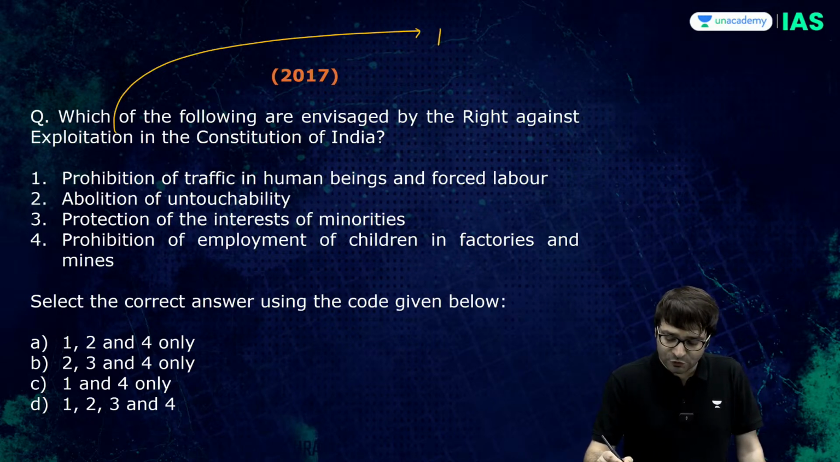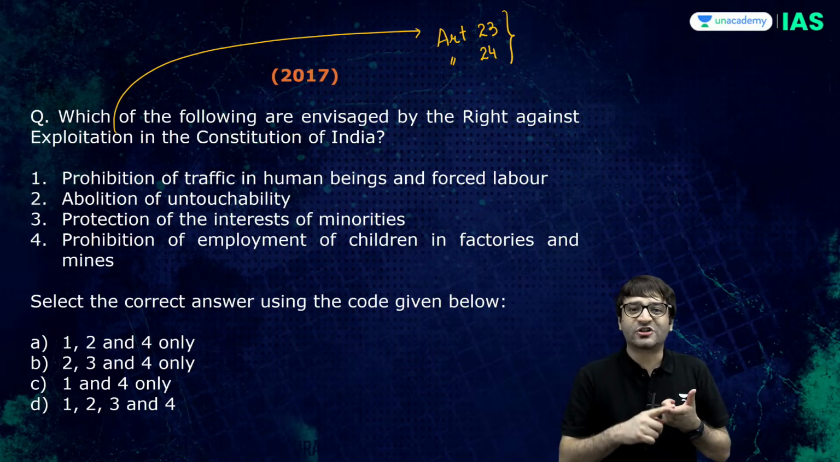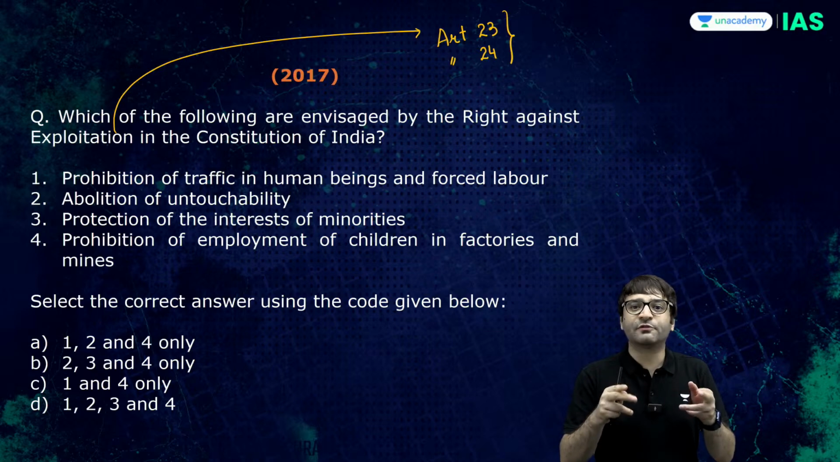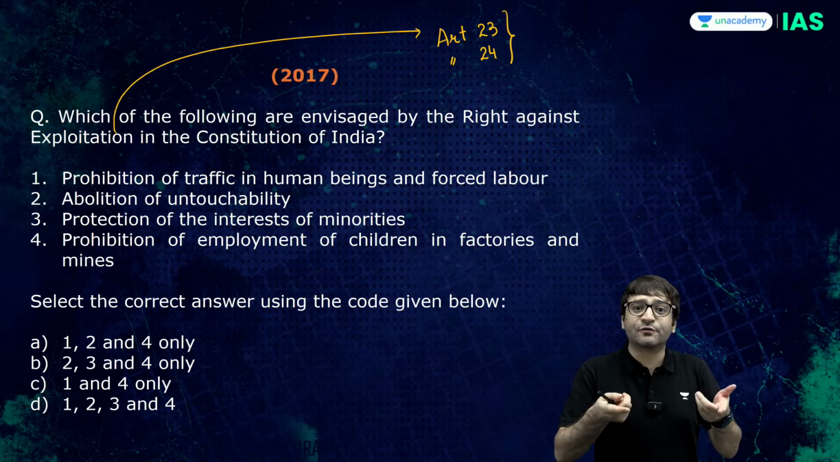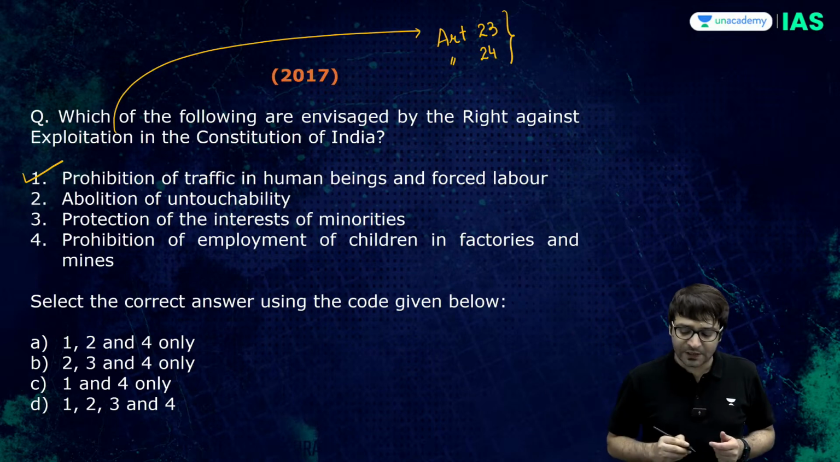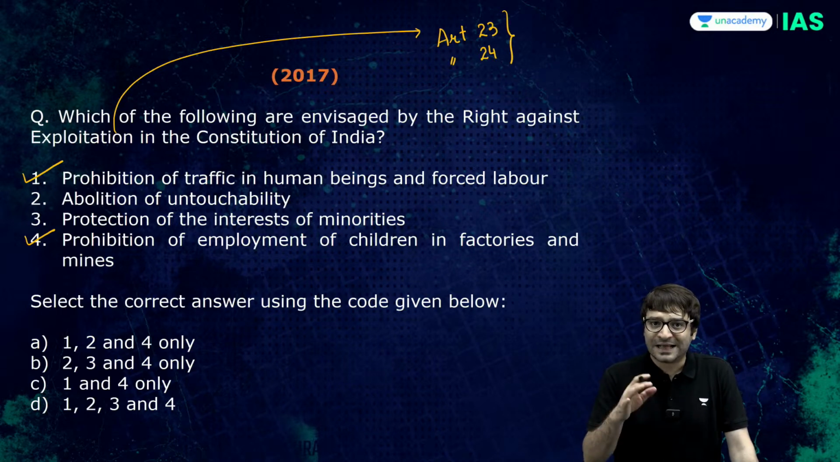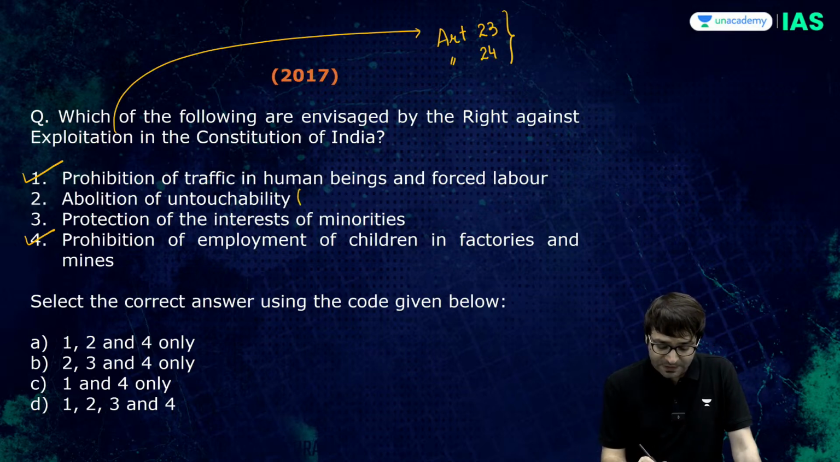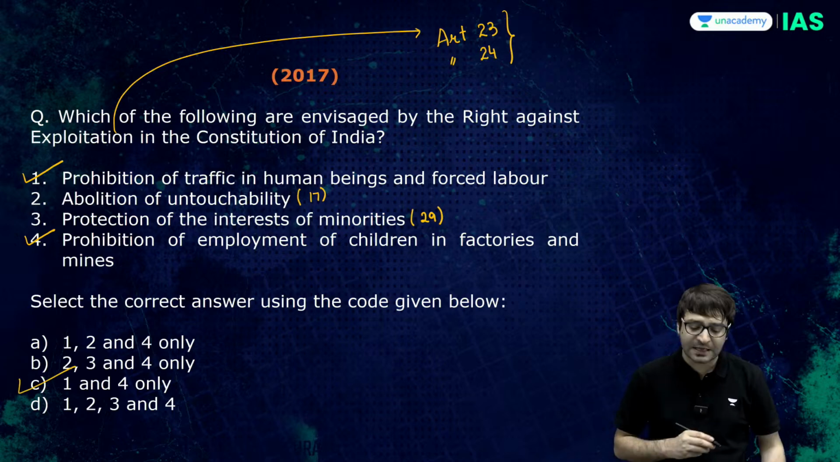Right against exploitation, I told you previously, is under Article 23 and Article 24. Article 23 prohibits traffic, begar, and other forms of forced labor. Article 24 talks about prohibition of employment of children in hazardous industries and occupations. So prohibition of traffic in human beings and forced labor, prohibition of employment of children in factories and mines and other hazardous occupations. Abolition of untouchability is under Article 17. Protection of the interests of minorities is under Article 29 as well as Article 30. So 1 and 4, C is the right answer.